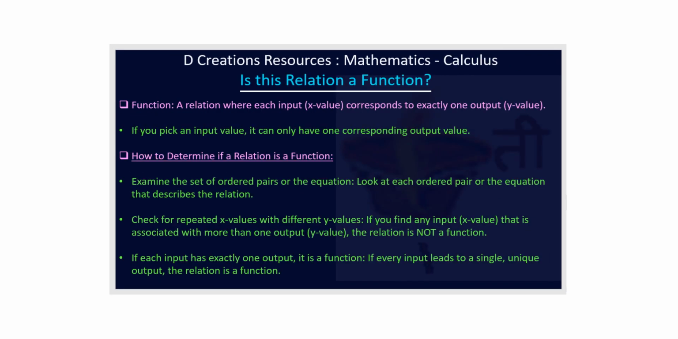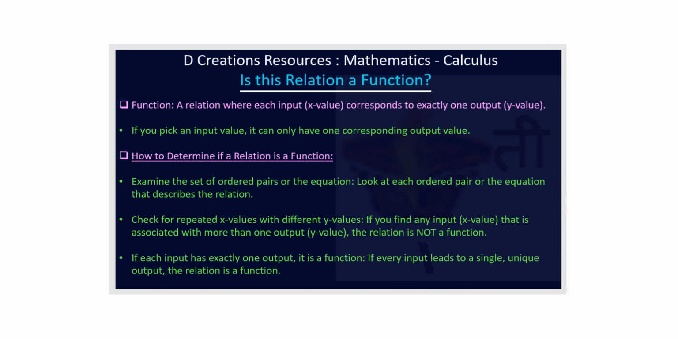Going back to determining whether a certain relation is a function, what steps will you undertake? Well, first of course you have to examine the set of ordered pairs or the equation that describes the relation. Then you have to check for repeated x values with different y values. If you find any input that is associated with more than one output, the relation is not a function. So each input has to have exactly one output, and only then it is a function. If every input leads to a single unique output, the relation is a function.